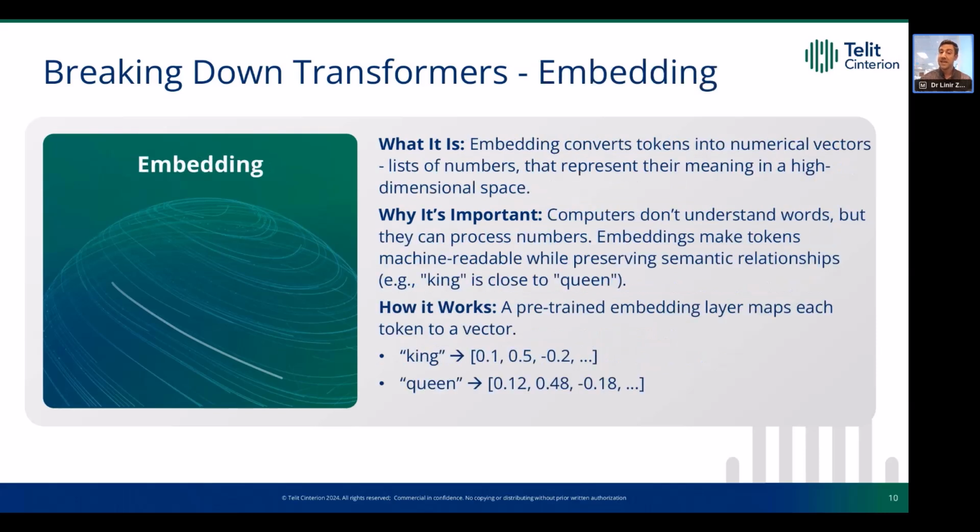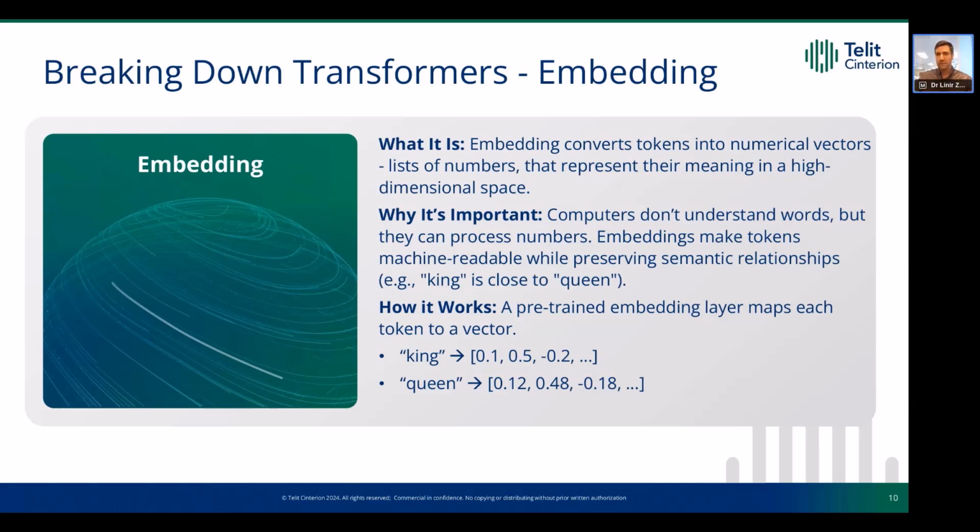And once it does this, the next step is embedding. Embedding is a whole world, and I could talk only about embedding for the next hour or so. So I'm just going to give a high-level idea, but embedding is basically converting those tokens into numerical values or vectors. And these vectors are basically lists of numbers that represent their meaning, their value in a high-dimensional space. So basically, you can think about it.